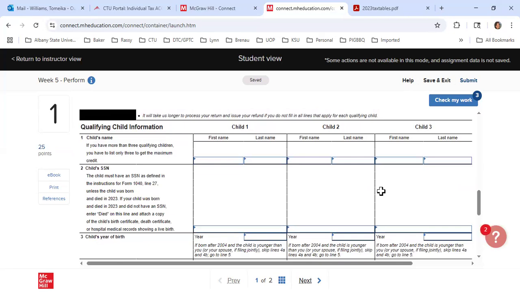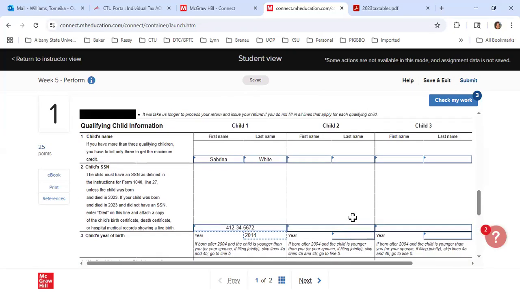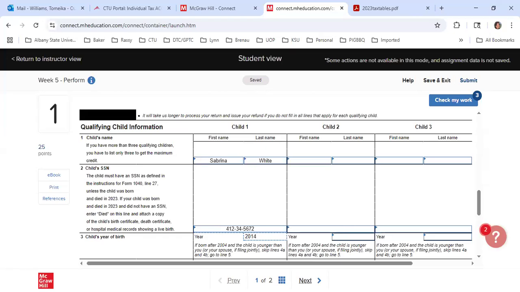So we're going to go down to the first column of child one, because she only has one dependent. And remember, the first name is Sabrina. The last name is White. And her social is 412-34-5672. Please put the dashes. Her year of birth is 2014, according to the problem. Okay, confirm you have this before I move down to the bottom half of this form.